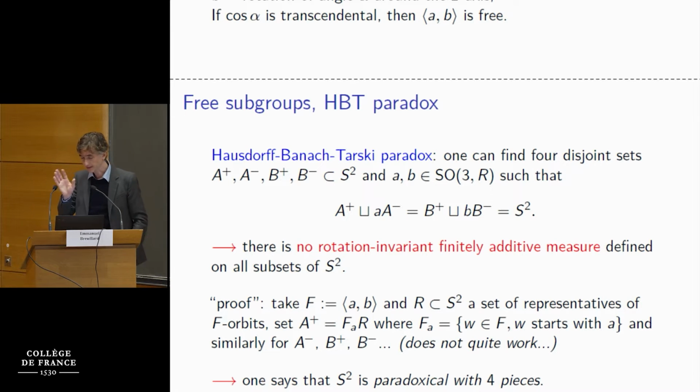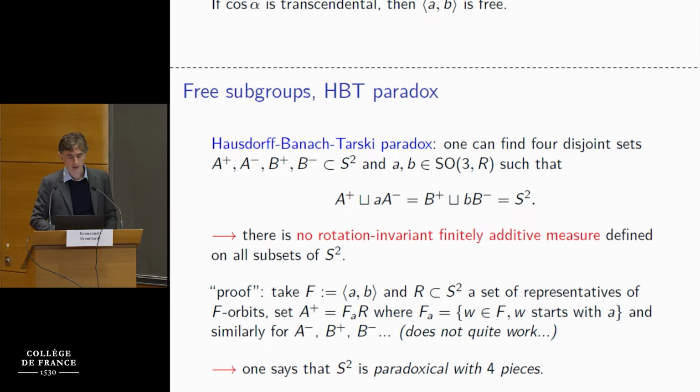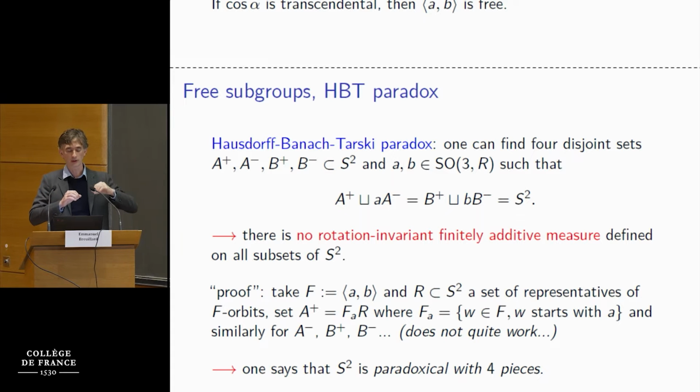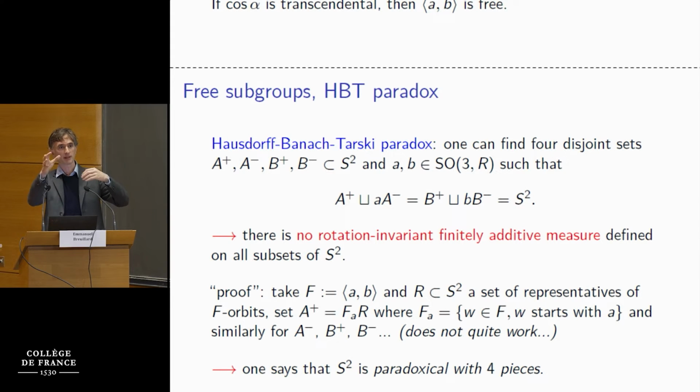Hausdorff proved something slightly less strong. And the idea is the following: you split the sphere into orbits of your free group. By the axiom of choice, you find a set of representatives of the orbits of the free group, and then you split each orbit into 4 disjoint sets.